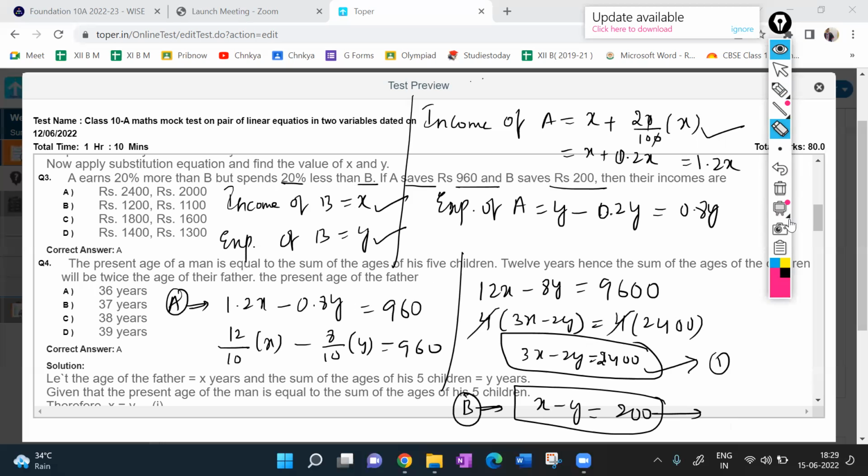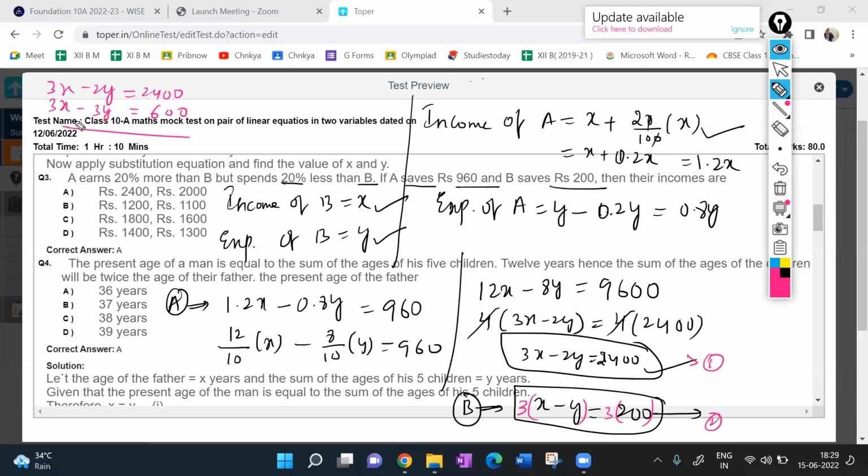So solving, this is first, this is second. So second equation, what I'm doing, beta, I'm just multiplying it with 3. Okay, so what you are going to get, Harshil, are you able to understand? 3x minus 2y equal to 2400. If you don't find anything, you just ask me immediately. 3x minus 3y is equal to 600.